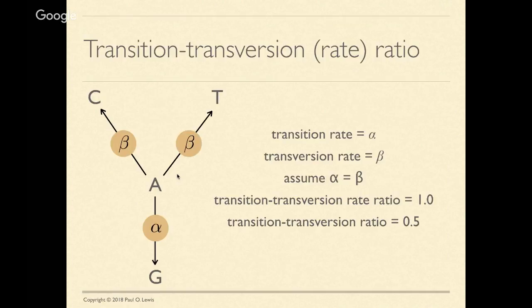The transition rate is actually much higher than the transversion rate, and so sometimes you can get transition-transversion rate ratios greater than 10 or 20, even 20 sometimes. And so in reality, the transition-transversion ratio is rarely less than 1. But this example is just to show you what I mean by the difference between these two.